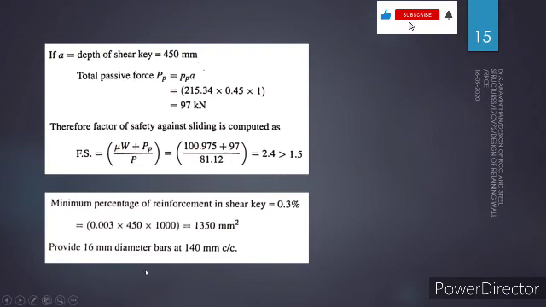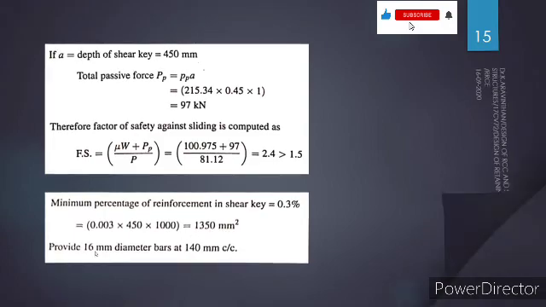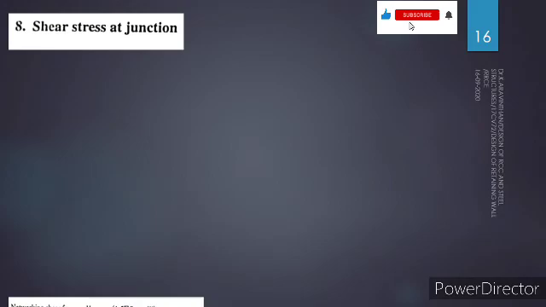We have a thumb rule that 0.3% of reinforcement is required for the shear key. That is 0.3 divided by 100, which is 0.003 in terms of B into D. What is the breadth of the shear key? It will be 450, and the depth of the shear key will be 450, with a unit width of 1000. If you multiply that, we get 1350 mm square. Let us provide a 16 mm dia bar at 140 mm center to center.